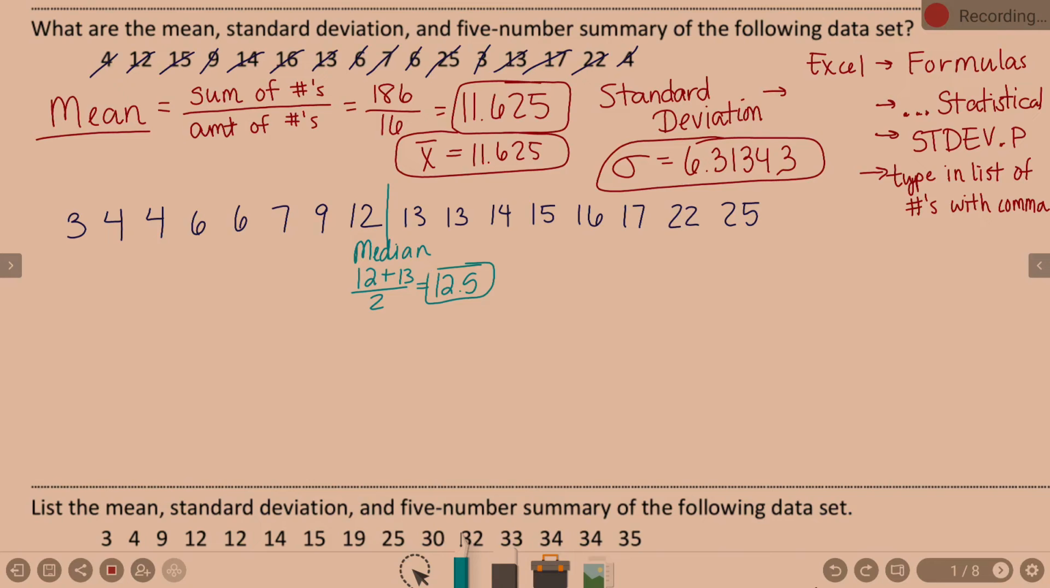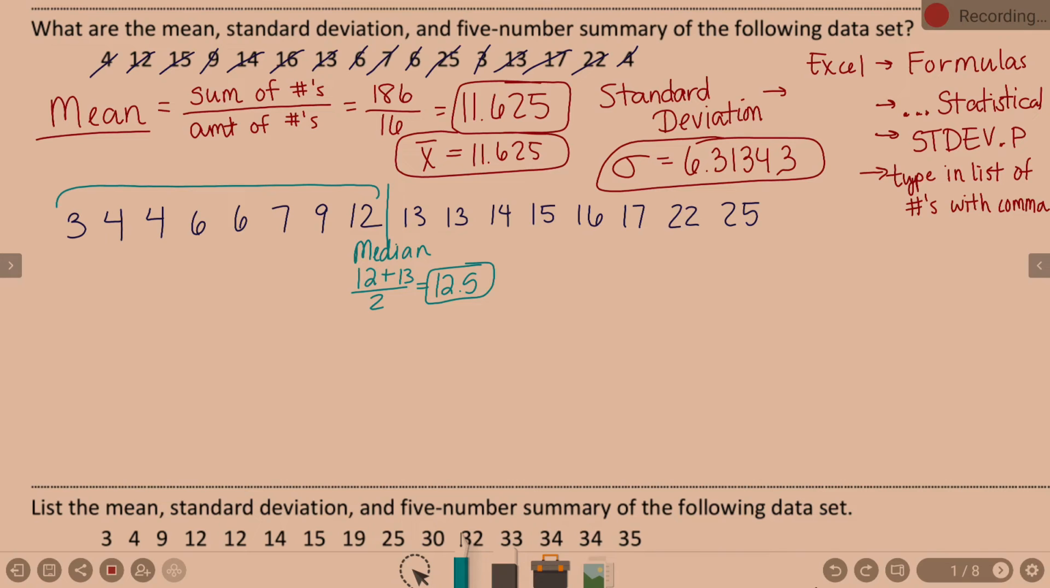Okay. Quartiles. The first quartile was defined as the median of the lower half of the data. Now, here's the deal. So we start basically with all numbers to the left of this 12 and a half. So all numbers to the left of the 12 and a half are using the 3 through 12. That's my lower half of the data. What's the median of those values there?